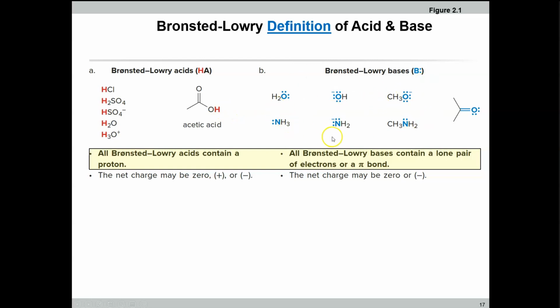And here we have Bronsted-Lowry bases. They all have lone pairs. So oxygen and nitrogen are some examples there. I should point out that in addition to lone pairs, pi bond electrons, or double bonded or triple bonded electrons, can also act as Bronsted-Lowry bases. So anytime you have a double bond, you could also use those in acid-base reactions.